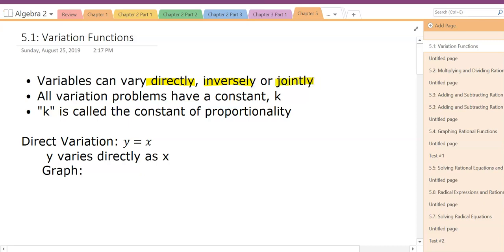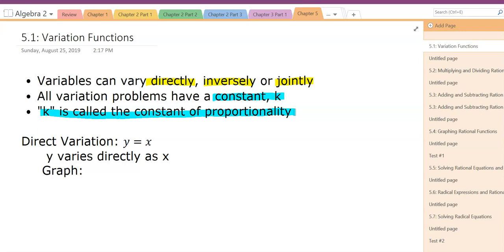All of these variation problems are going to have this constant, which they use the letter K to represent. The constant would be the piece that remains unchanged, so it's known as the constant of proportionality. It basically keeps the problem the same regardless of what other numbers get thrown in when you're then evaluating it to solve for a new value.